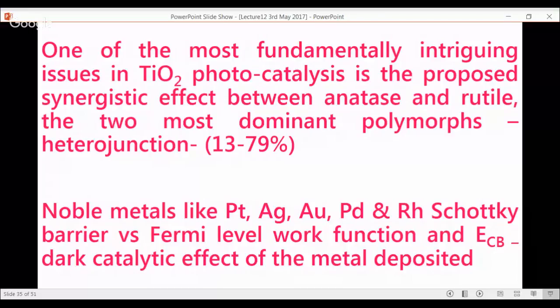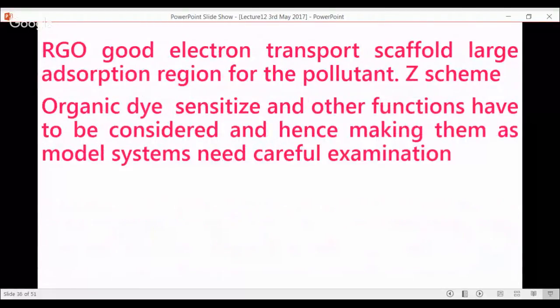One of the most fundamentally intriguing issues in titanium dioxide photocatalysis is the proposed synergy effect between anatase and rutile, the two most important polymorphs of that. The best catalyst is 13% rutile and 79% anatase. You can also use metals to reduce the Schottky barrier and evolve hydrogen. Reduced graphene oxide has good electron transport, therefore it can be used for the absorption of the pollutant or the charge carriers. Z scheme is another thing.